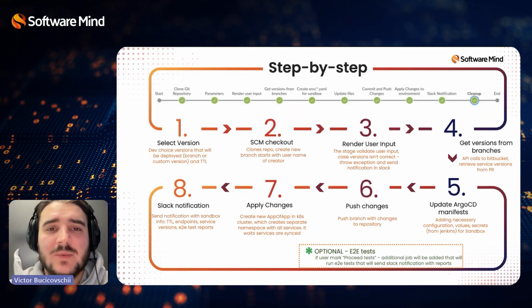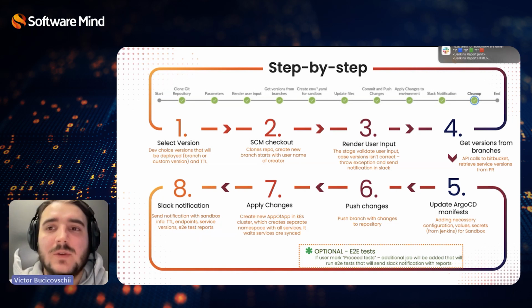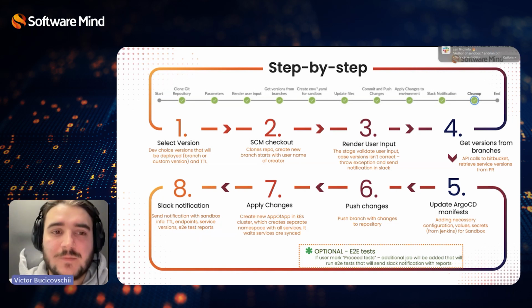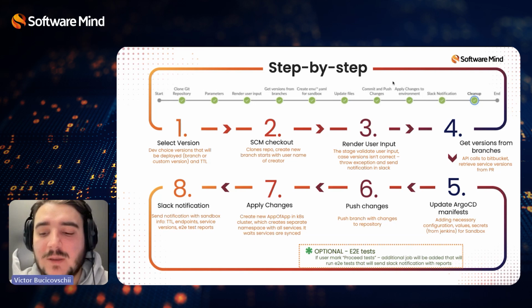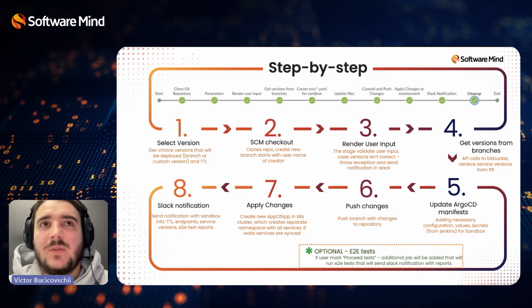Let's go to the step-by-step workflow. So first, the developer chooses the versions that will be deployed, branch or custom version, and time to live. Also an optional end-to-end tests mark. After that begins the process of creating it.